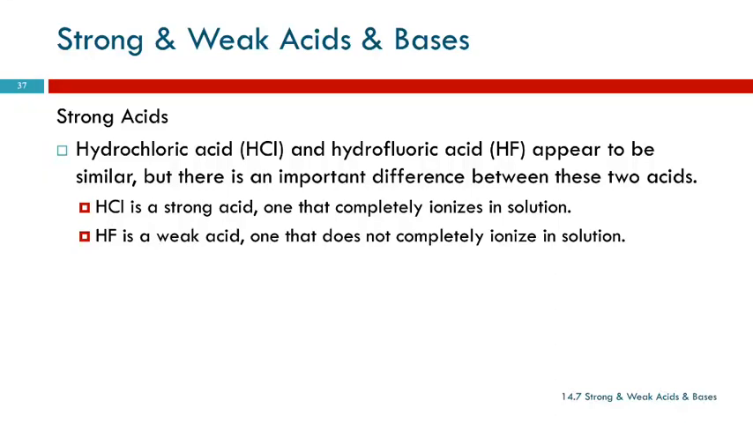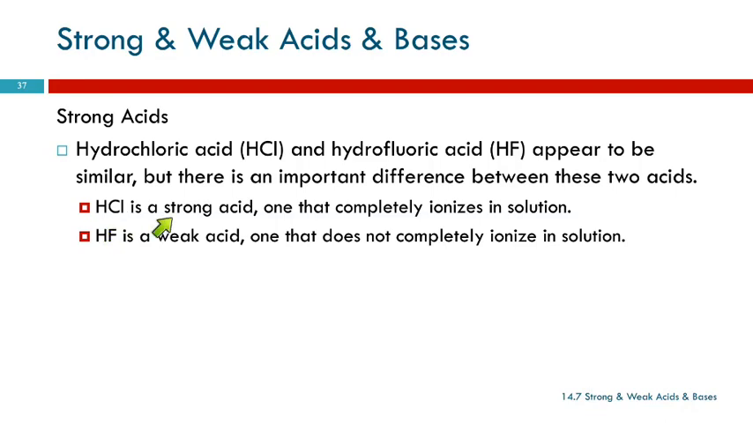Strong and weak acids, strong and weak bases. So acids can be divided into strong acids or weak acids. Hydrochloric acid, HCl, and hydrofluoric acid, HF, appear to be very similar, right? Their formulas are similar. Chlorine and fluorine are both in the halogen group, but there's two very important differences.